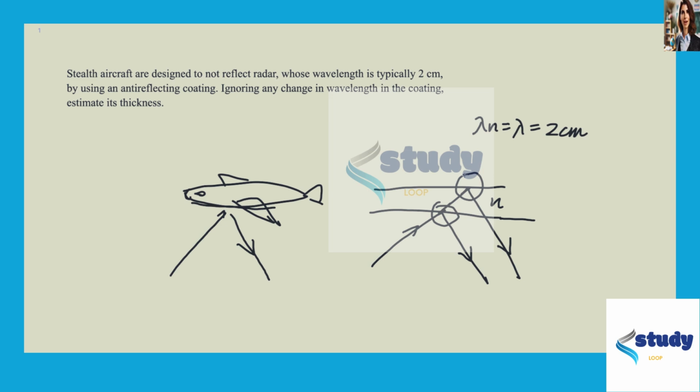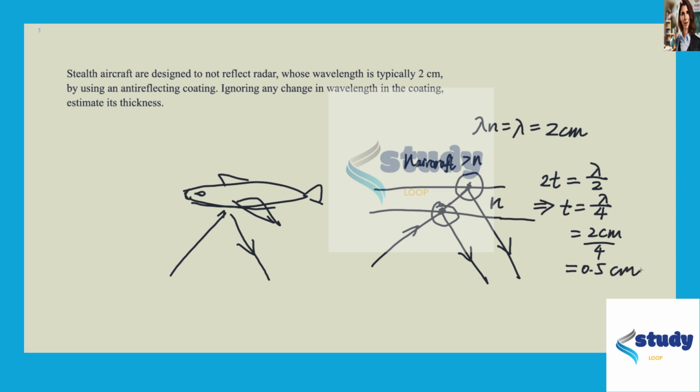So if I'm assuming n of the coating to be close to air, I would expect the n of the aircraft to be larger than n. But this is really just an assumption. In that case, the light will experience a phase shift at both of these boundaries. And if I want destructive interference, then I'll have 2t equals half of lambda. So t equals 1/4 of lambda equals 2 centimeter over 4 equals 0.5 centimeter. That would be the thickness of the coating.